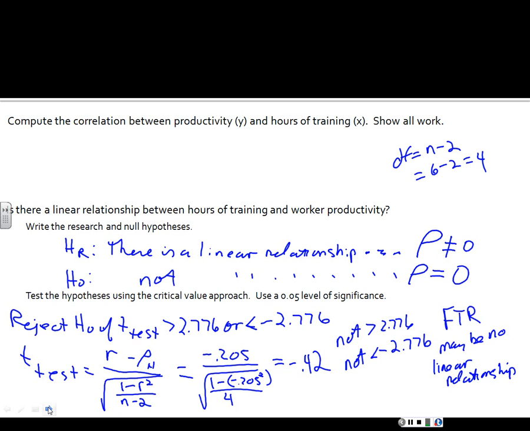Another thing I might note in the context of this problem is, let's say we had rejected HO. Does that mean that there's a causal relationship, or that adding more hours of training will cause productivity to go up? The answer to that is maybe. But there could be other variables affecting this relationship. It may be that people that have been there longer have had more hours of training and more productivity, and that may be what's causing both. So this is not necessarily a causal relationship.